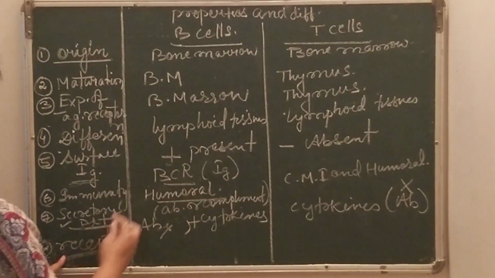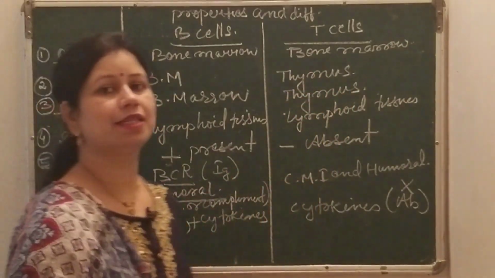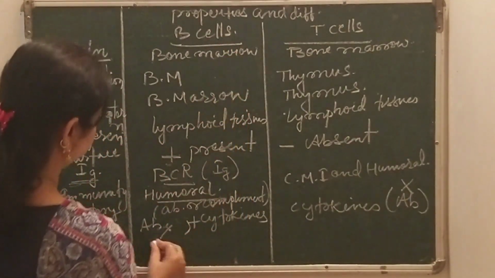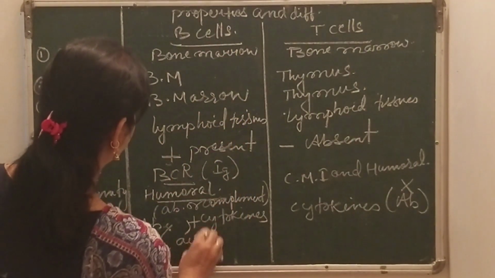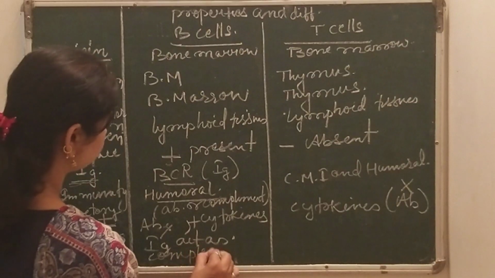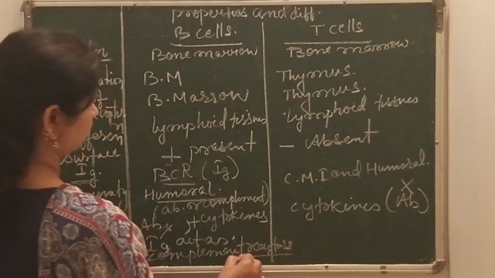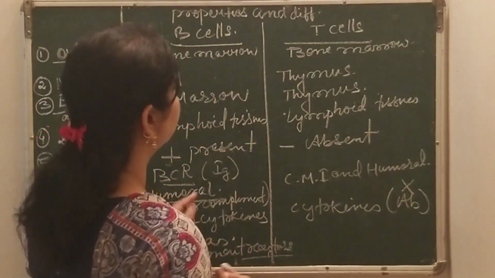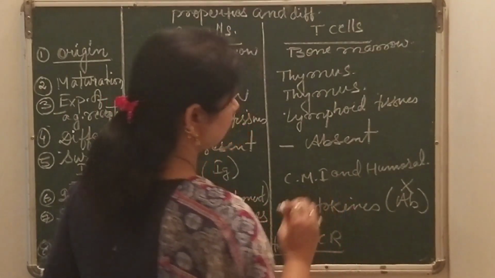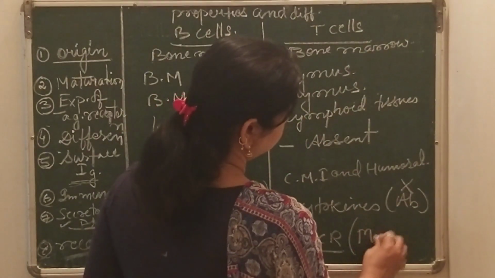Okay. Now, the next point is about receptors. What type of receptors do B cells and T cells express on their cell surface membrane? So, in case of B cells, immunoglobulin acts as receptors and complement receptors are also present on the surface of B cells. But in case of T cells, the receptor is known as T cell receptor or TCR, which is present on the T cell membrane.